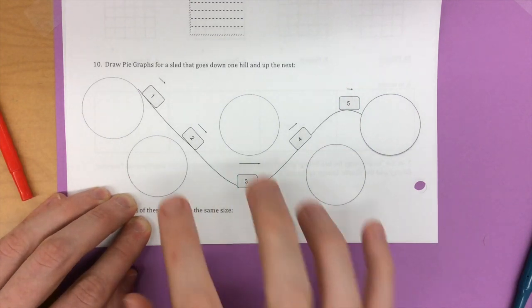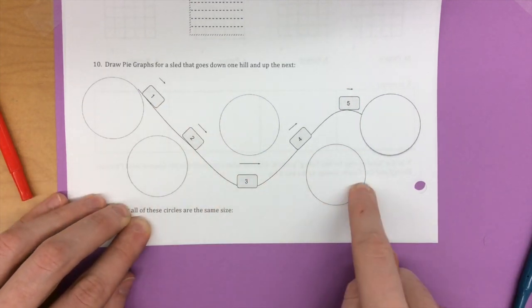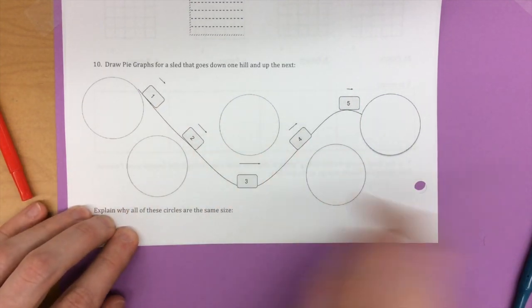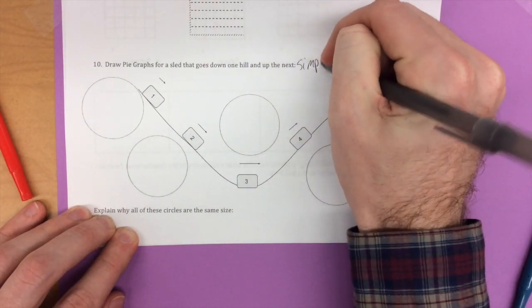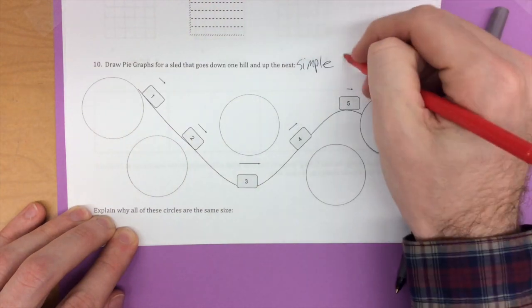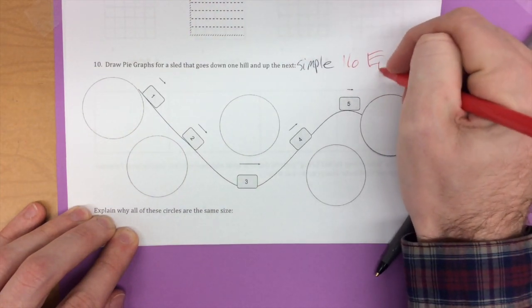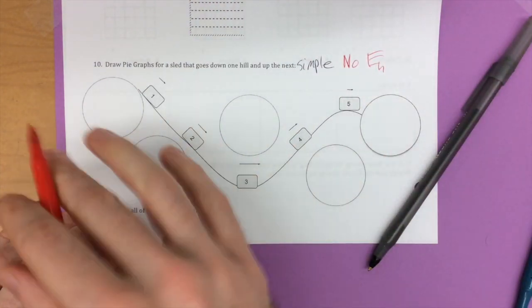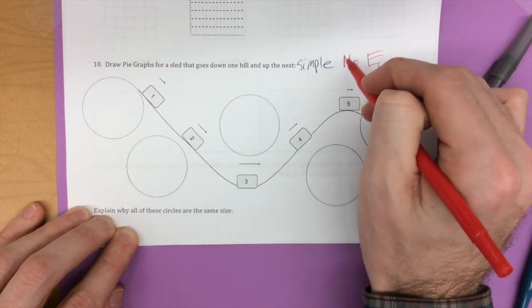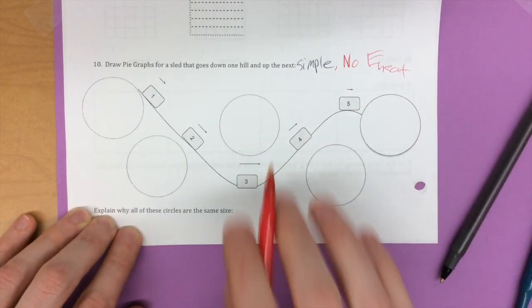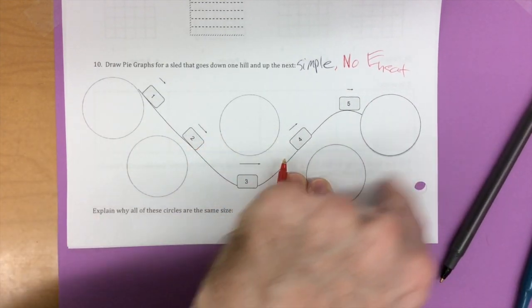Okay, I'm going to do two versions of this pie graph for the sled. This first one is going to be the simple version with no heat. We're just going to think about a sled going up and down. We're going to ignore any of the energy that turns into heat. So all of my pie graphs are the same size.